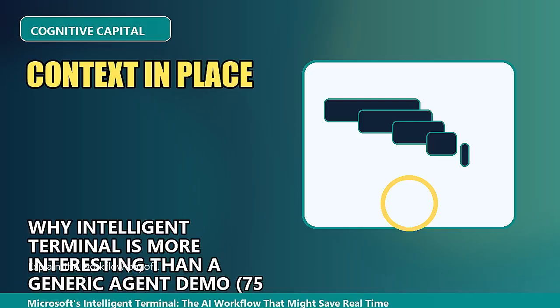The skeptical question is fair: why does this matter if chatbots already explain shell errors? The answer is context. Windows Central reported Intelligent Terminal can surface relevant context when commands fail, suggest solutions, and help complete multi-step tasks directly in the terminal. That means the agent is not guessing from one pasted error line. It can reason from the active session, the recent commands, and the immediate task path.